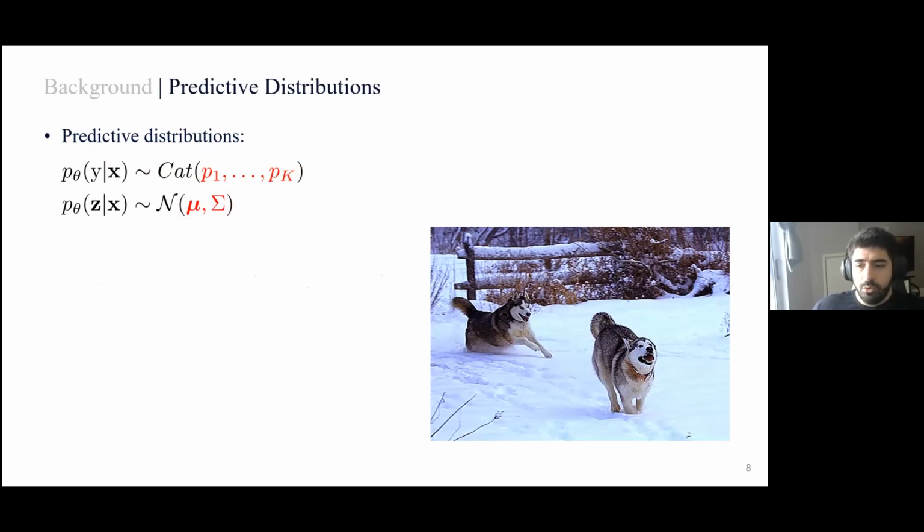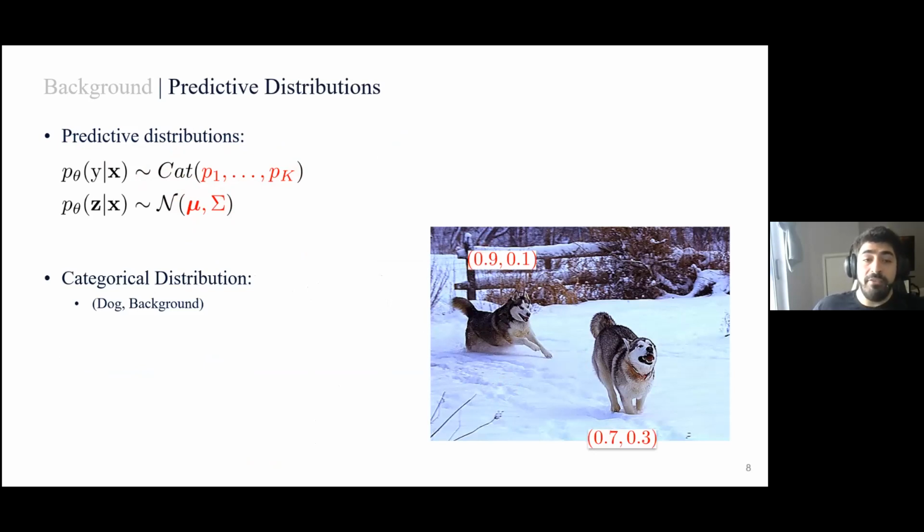Now, what do these look like on an image? Instead of point estimates for the category, we would like to estimate a probability for every possible class that could appear in our scene. For example, here we would like to classify each object to either dog or background. We have a probability associated with every class, which is the definition of a categorical distribution.